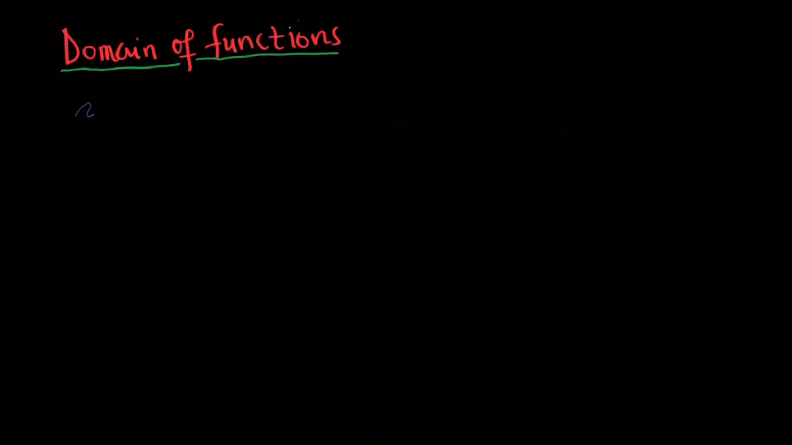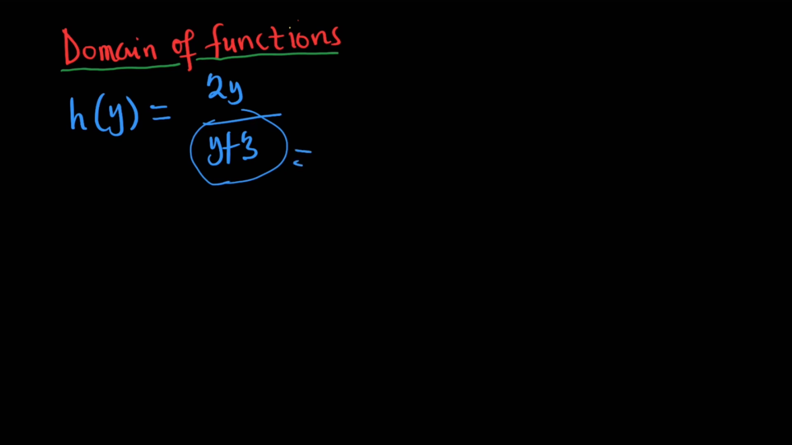Let's take a function h of y equal to 2y over y plus 3. Considering real numbers, we want to avoid division by 0. So what we do is make sure that this denominator is never equal to 0. And the only way that this denominator y plus 3 will be equal to 0 is if y is equal to negative 3. And as such, the domain of this function becomes the set of all real numbers except negative 3. Remember, it's a set of all real numbers.